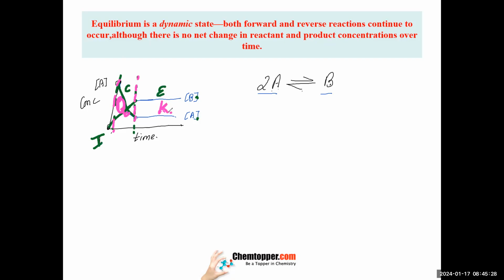K is constant, but Q is not constant. Q is changing, so I'm not going to call Q a constant. So what is Q? Q is something which wants to become K. Q is changing continuously, and once it reaches the value of K, then Q is K, then the system is in equilibrium. So Q and K are very important terms in this unit. First, let's try to understand K.